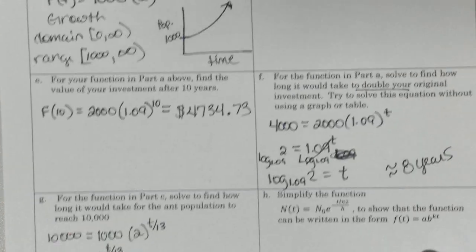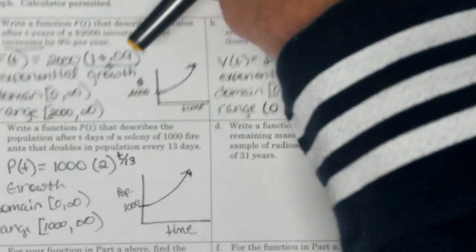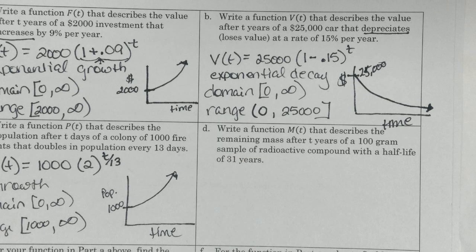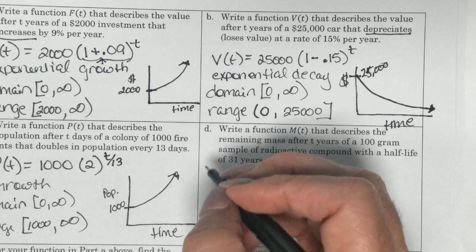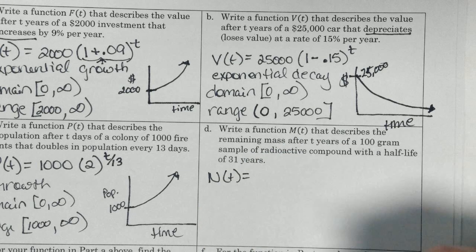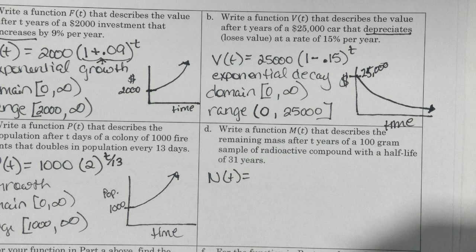All right, next one, D. Write a function that describes the remaining mass after t years of a 100-gram sample of radioactive compound with a half-life of 31 years. That goes back to our half-life formula that we discussed last week. Does anybody remember what it is? What did we start with?